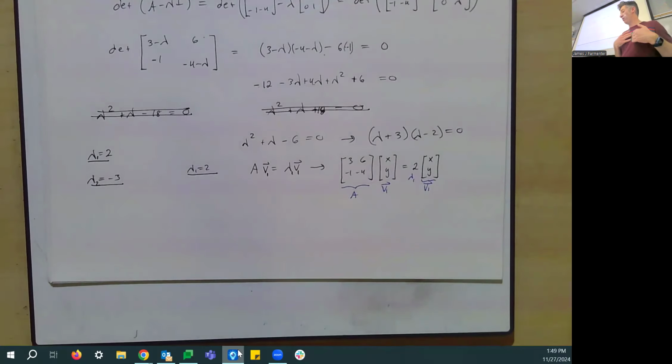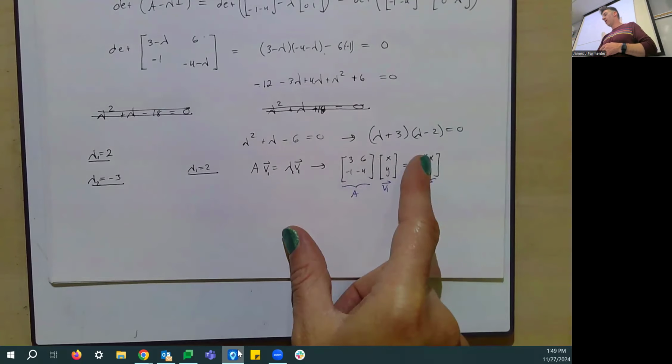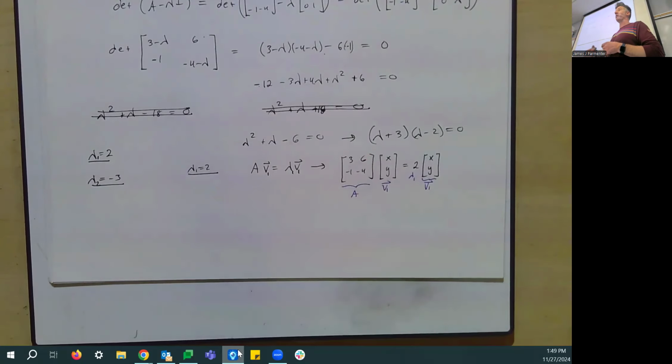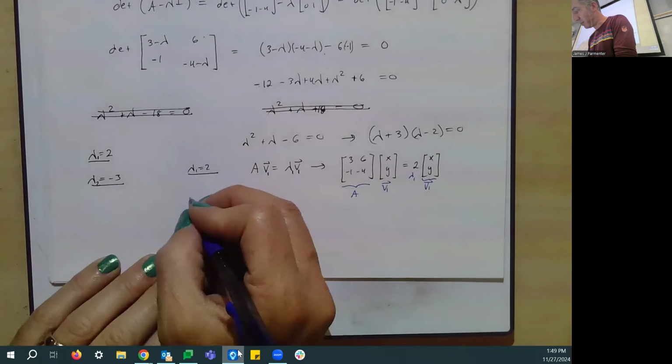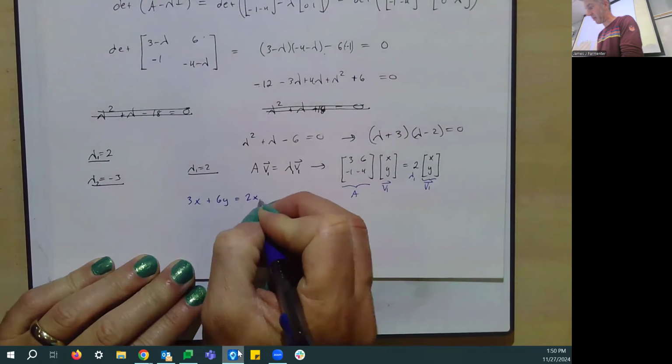So you could write it all out. You could write out 3 times x plus 6 times y equals 2 times x, and -1 times x plus -4 times y equals 2 times y, but you only really almost ever need one of them. Occasionally the first one doesn't give you anything, and then you need the second one, but almost every time you can just look at the first one. If we look at the first equation, 3x plus 6y equals 2x.